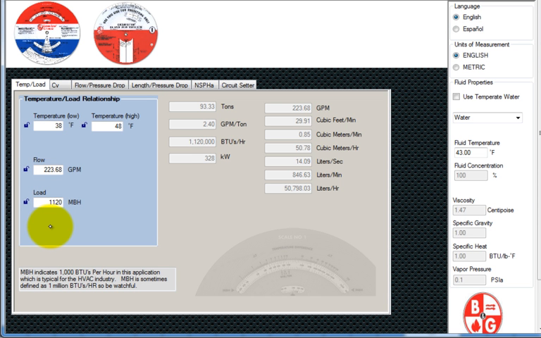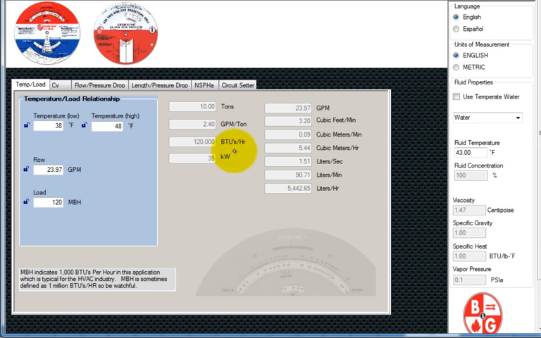120, and oops, too many. And you can see it's already doing the calc. So it's 24 GPM, just what our hand calculations showed. And then you come over here, it's reminding you 10 tons, and this is how many GPM of flow per ton.